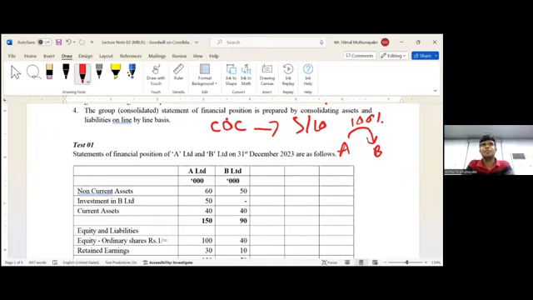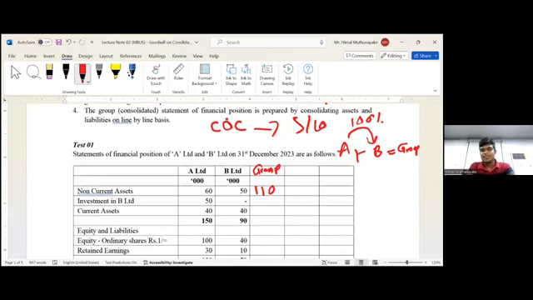Now what we need to do? We need to prepare the group accounts for the companies. So we need to follow the guidelines. The first thing we need to do is the line by line item adding. Here A Limited has 60, B Limited has 50. So we consider these two companies as a single entity, that means the group. So the value is 60 plus 50, 110.